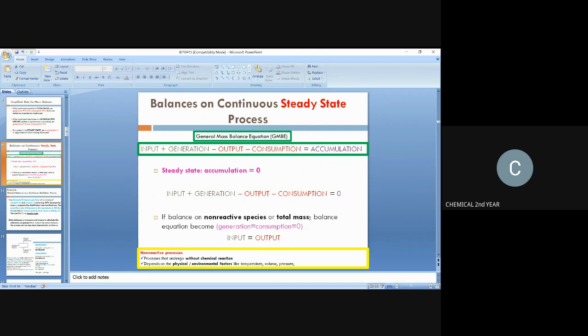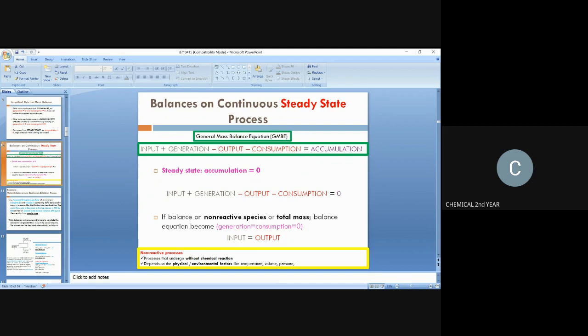Then the general mass balance equation becomes input plus generation minus output minus consumption is equal to 0. For a balance on non-reactive processes or total mass balance, generation is equal to consumption is equal to 0. Then the general mass balance equation will be input equal to output.